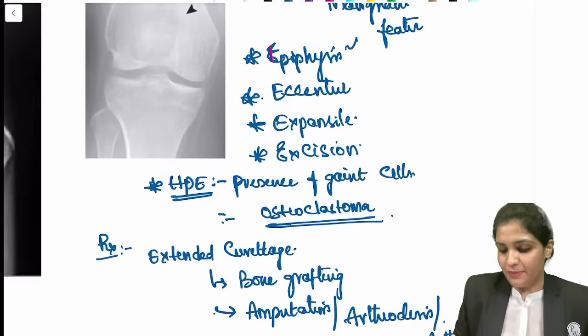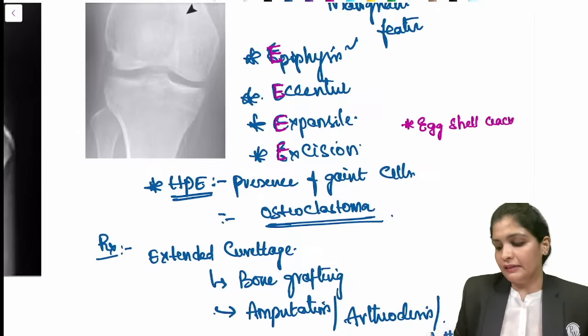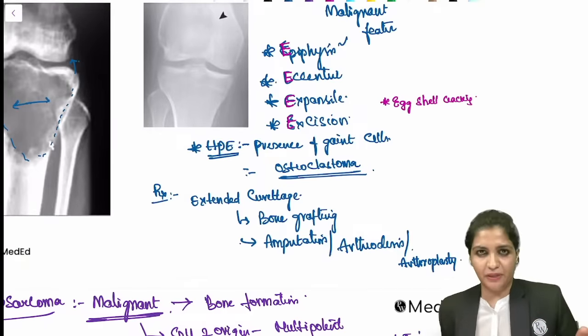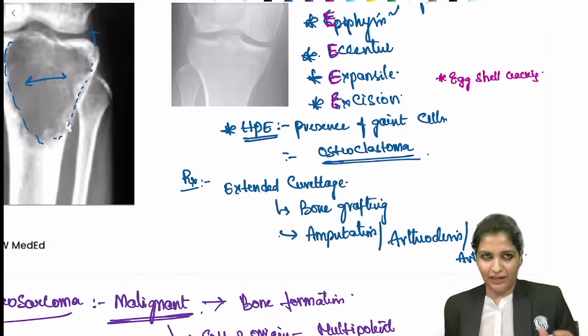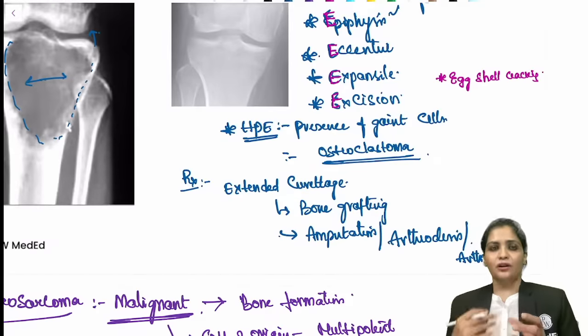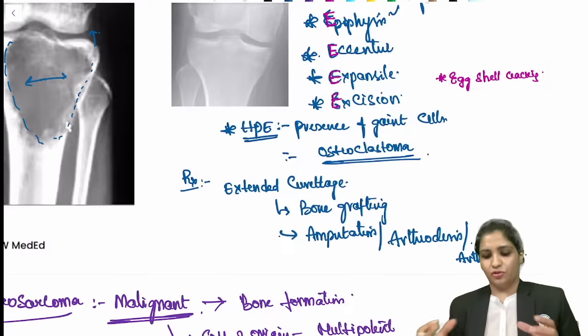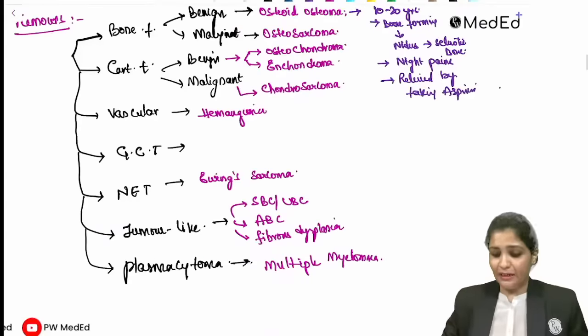So first, it is epiphyseal, then it is eccentric, it is an expansile lesion, and the treatment is excision. So one more you can add is eggshell cracking, right? And then the presence of the giant cells is confirmative on your HPE, that is histopathological slide, and the treatment is extended curettage with bone grafting, right? And then if it is not responding you can always go with arthrodesis or amputation and arthroplasty, that is endoprosthesis which is placed, right? So that completes your GCT.